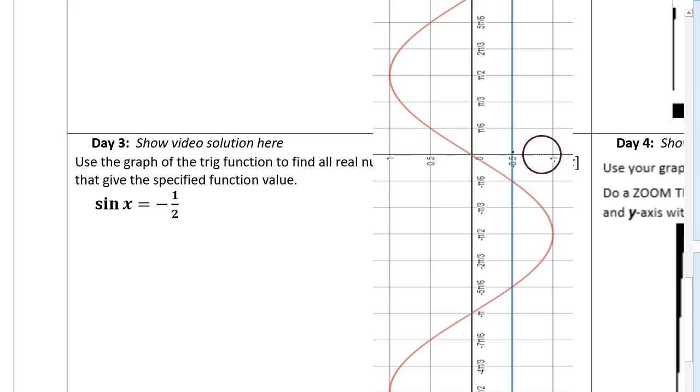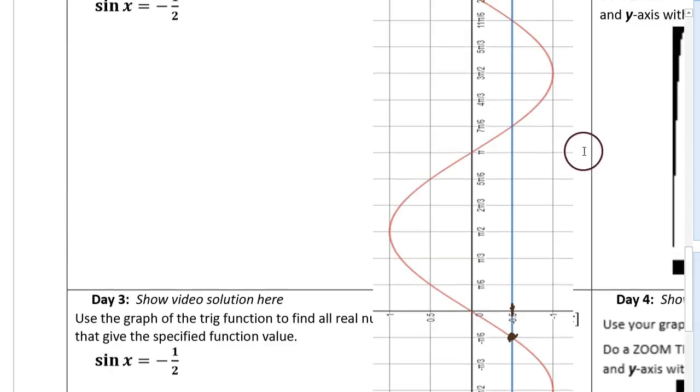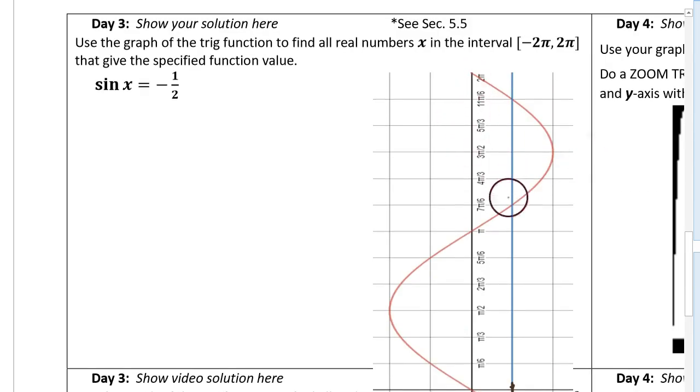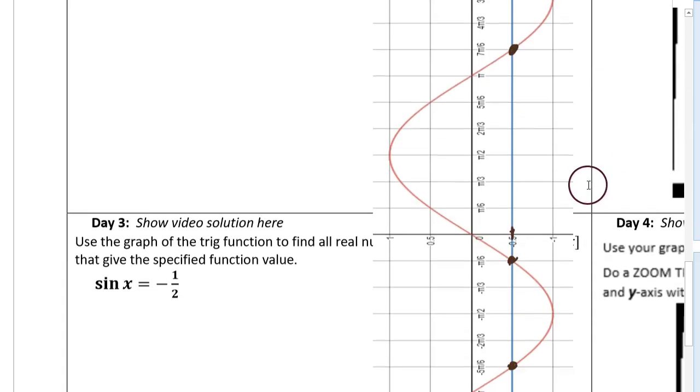On the y-axis, here is negative 1/2. And so this dot right here has that value. This dot right here has that value. And then as we go further to the right along the x-axis, this dot here and this dot here have a y-coordinate of negative 1/2. So the question is, what is the x value of those 4 dots?